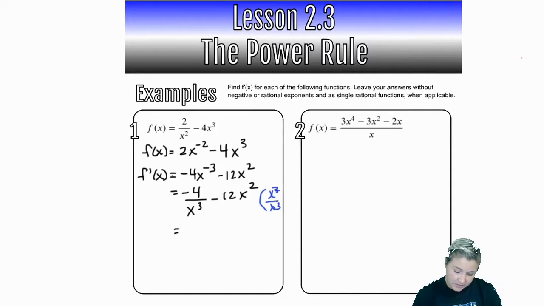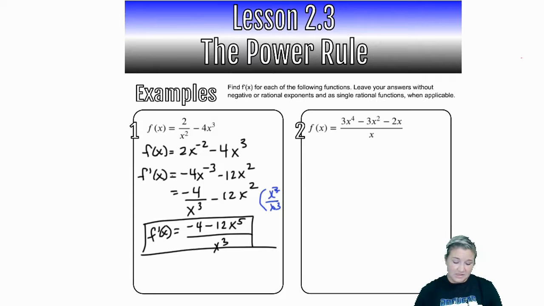So I end up with negative 4 minus 12x to the fifth, all divided by x to the third. That looks a little bit better. All right, so if f of x is this polynomial divided by x, what you'll notice is that I could technically go ahead and factor out an x and then divide it out, but I can just divide it out here. So this knocks this down to 1, knocks this down to 3. So really, f of x is equal to 3x to the third minus 3x minus 2.